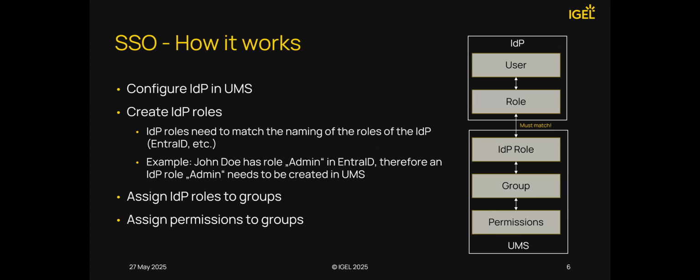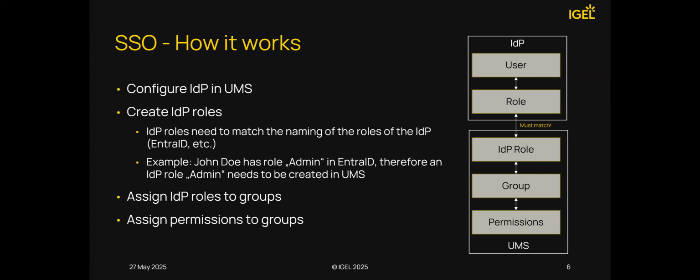How does this work? So first, you need, of course, to configure the IDP in the UMS. In the next step, you need to create IDP roles. So what is this exactly? On the right side of the slide, you can see a chart. And in the IDP itself, normally you create the users and you give roles to this user. We need to match this role to the UMS. Therefore, you need to create an IDP role manually in the UMS, and it needs to match the naming of the role of the user.